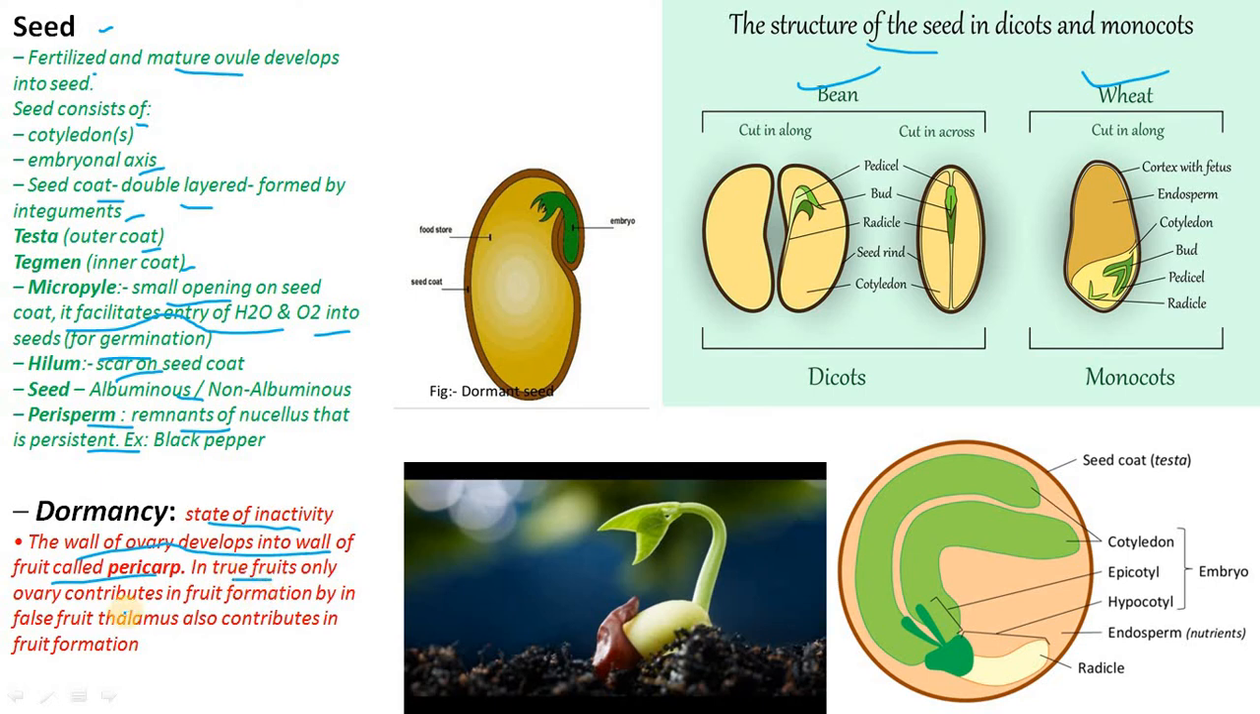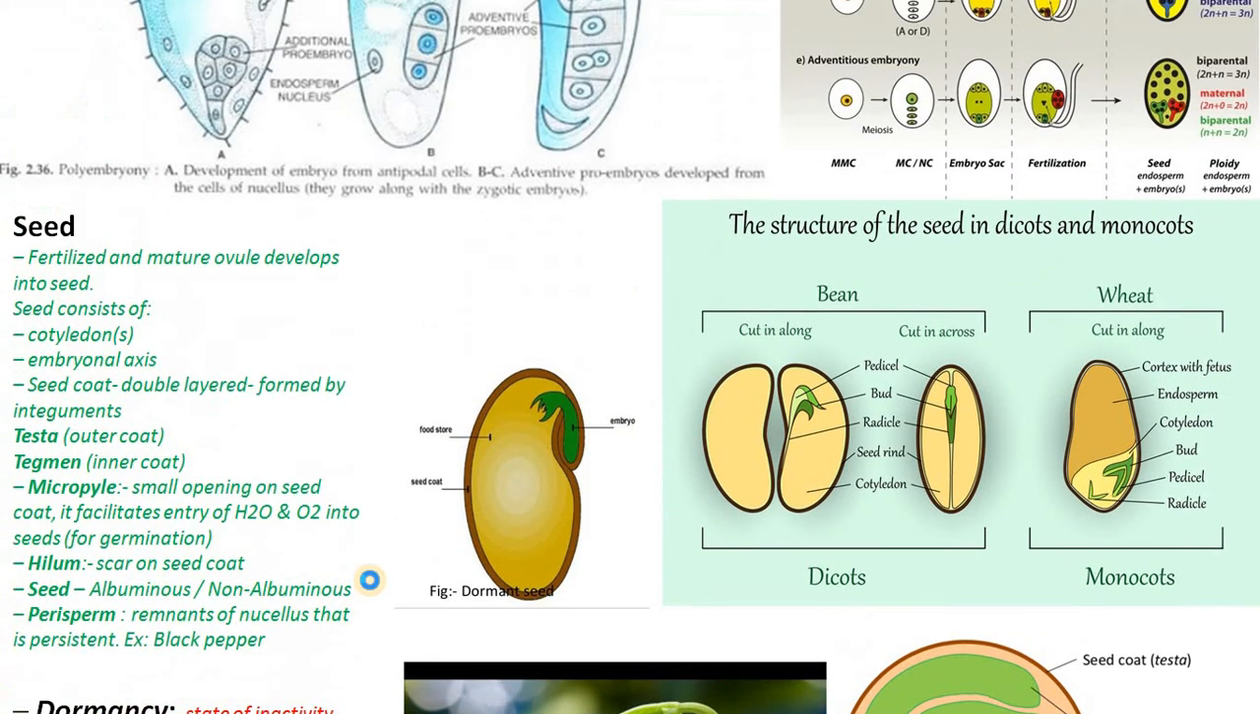In true fruits, only the ovary contributes to fruit formation, but in false fruits the thalamus also contributes to the fruit formation.